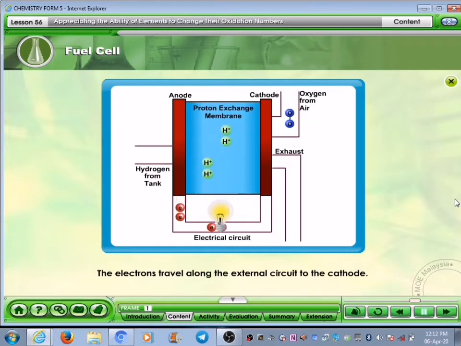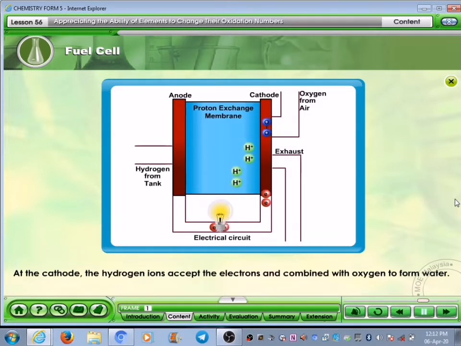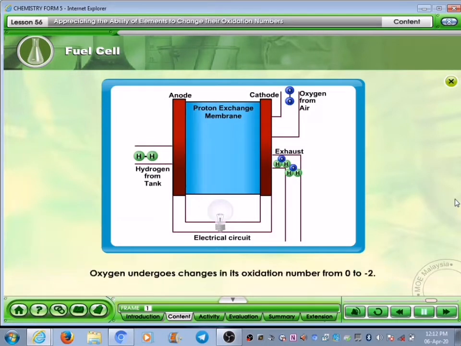The electrons travel along the external circuit to the cathode. At the cathode, the hydrogen ions accept the electrons and combine with oxygen to form water. Oxygen undergoes changes in its oxidation number from 0 to -2. The produced water flows out of the cell.